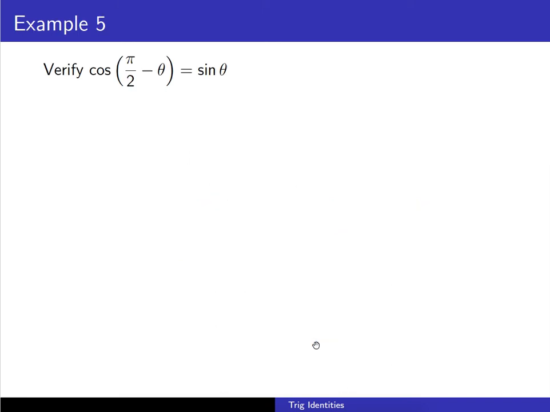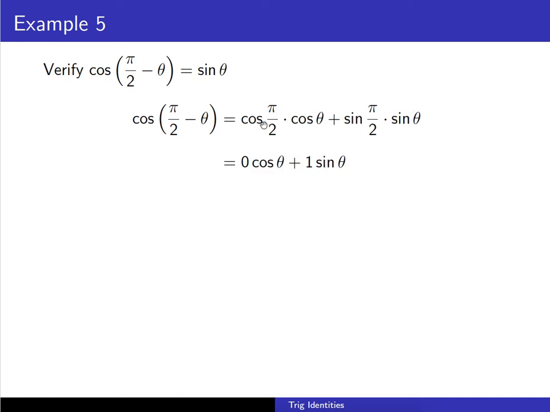So example 5, we're going to verify the cosine of pi over 2 minus theta is sine of theta. In other words, when we look at a right triangle, the cosine of one of the acute angles is equal to the sine of the other acute angle. So if we expand out cosine pi over 2 minus theta, we take the cosine of the first angle times the cosine of the second angle, so cosine of pi over 2 times the cosine of theta, and then add to that the sine of the first angle times the sine of the second angle, so the sine of pi over 2 times the sine of theta.